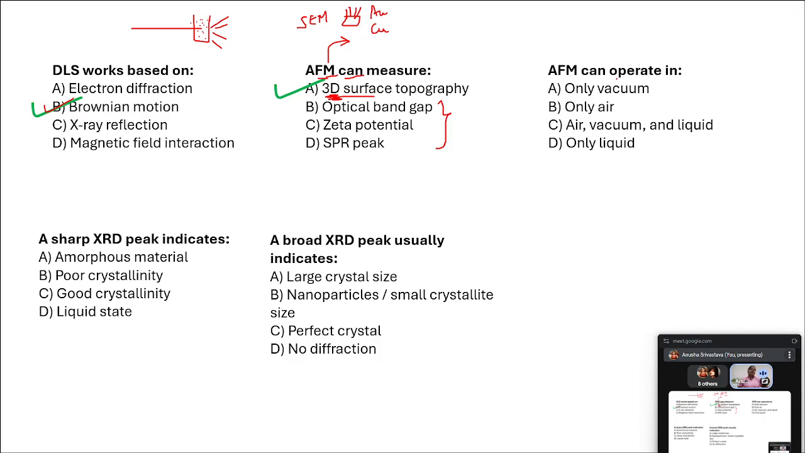The next question is: AFM can operate in? We have also studied this important feature of atomic force microscopy: electron microscopy works only in vacuum, but atomic force microscopy works in all three environments: air, vacuum, and liquid. If you look at the questions, you'll feel that these are very basic, simple questions, but these are basic questions that you must know.